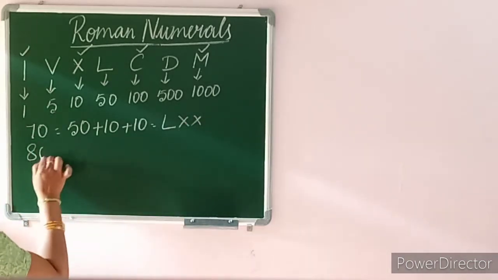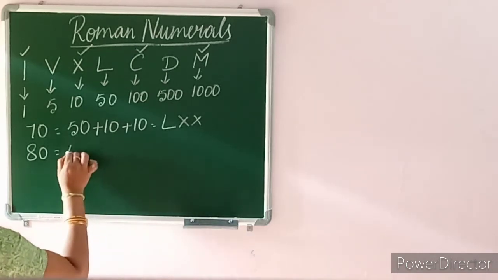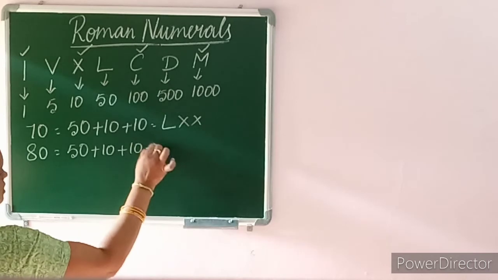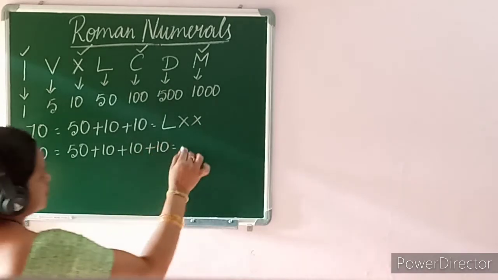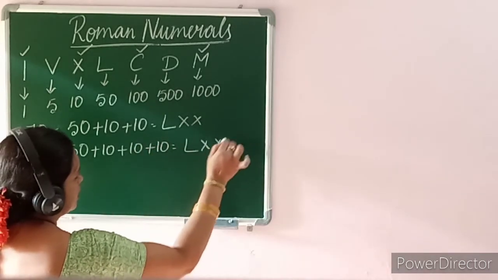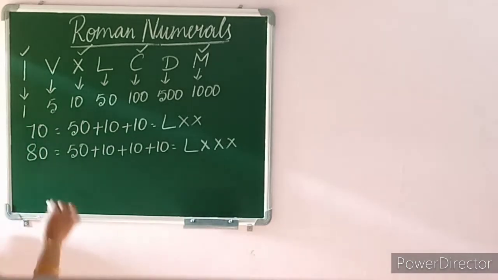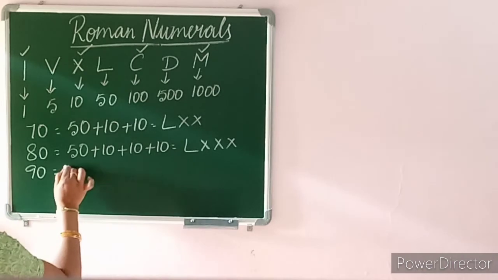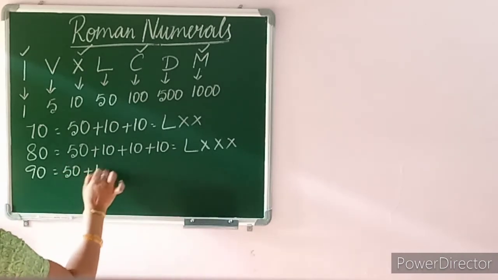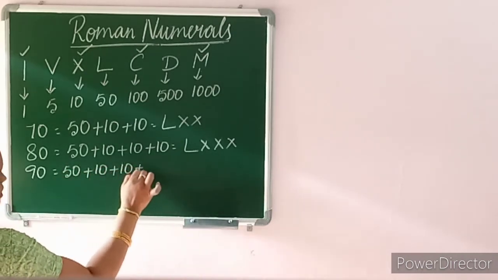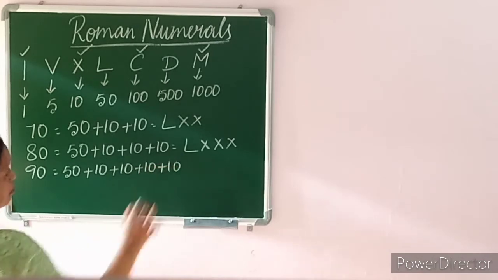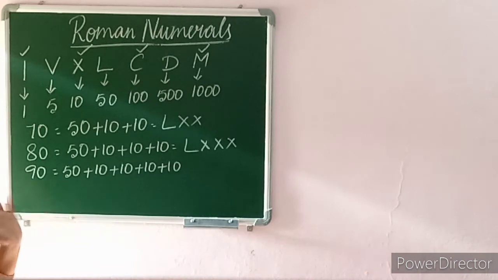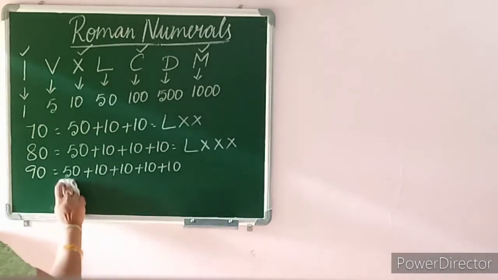Then 80. How are you going to write 80? 50 plus 10 plus 10 plus 10, which is LXXX. Right. Wow, very good. Now 90. How are you going to write? 50 plus 10 plus 10 plus 10 plus 10? But here 10 has repeated 4 times. Should we break the rule? No. That's why we have to go with another one.